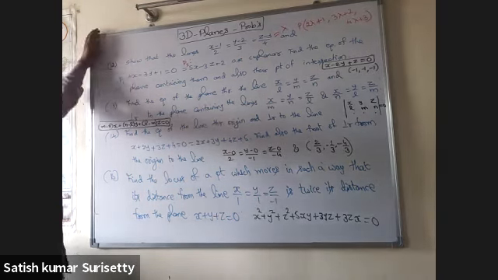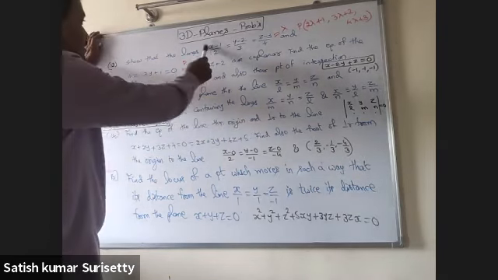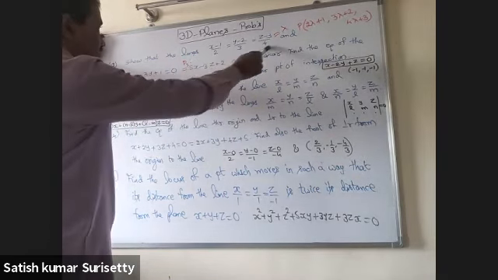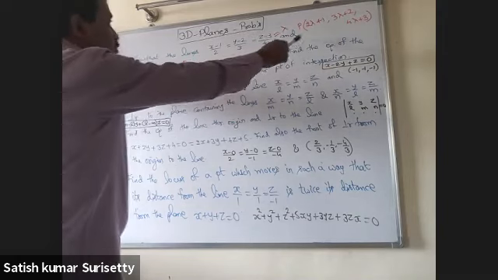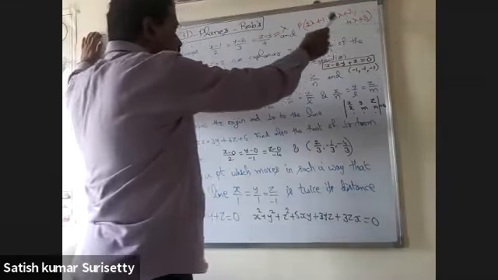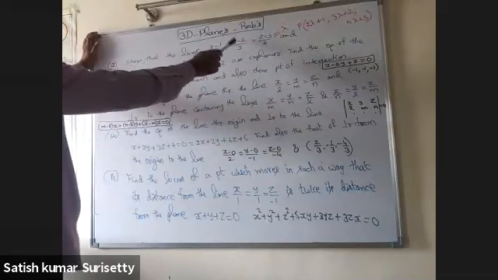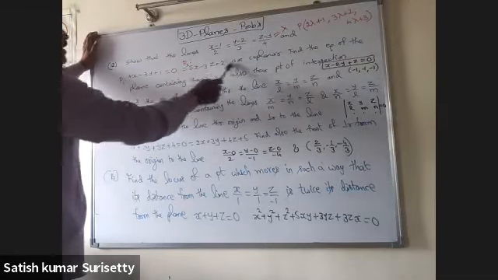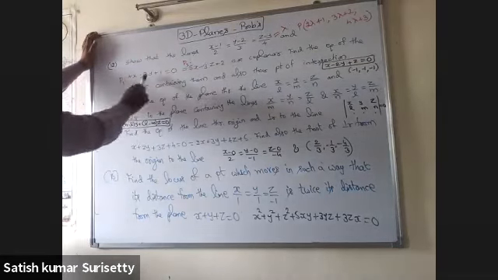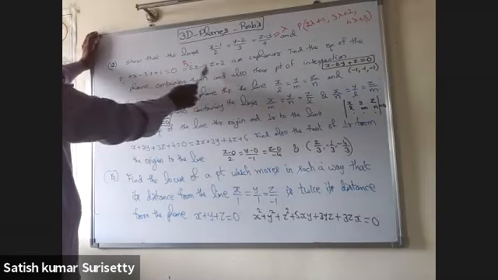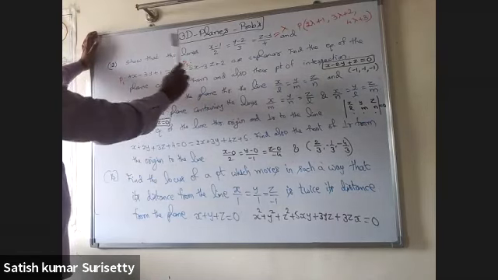So in the 12th problem, take a general point on the first line: 2 lambda plus 1, 3 lambda plus 2, 4 lambda plus 3. Now substitute that in plane 1 as well as plane 2, then you should get the same value of lambda. If you are getting the same value of lambda, then you can conclude that they are coplanar.